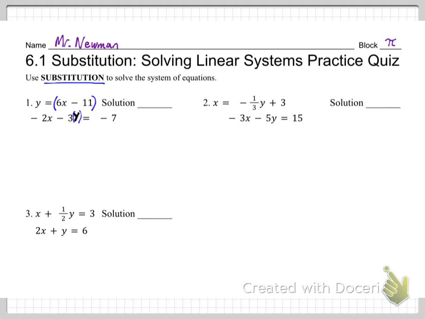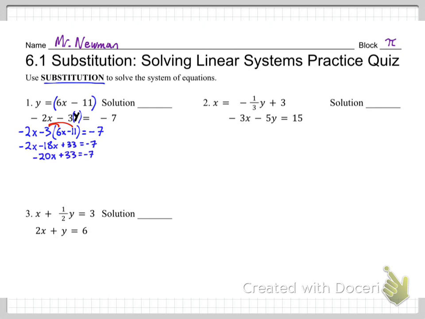So I'm going to put the 6x minus 11. So I'm going to substitute that in for y since it's equal to y. So let's rewrite that equation. And instead of the y, I'm going to put in 6x minus 11. Now we just distribute the negative 3. You get negative 2x minus 18. Negative 3 times negative 11 is positive 33.